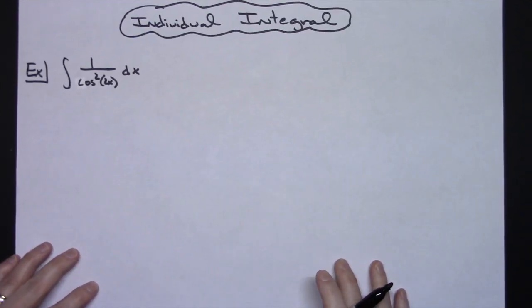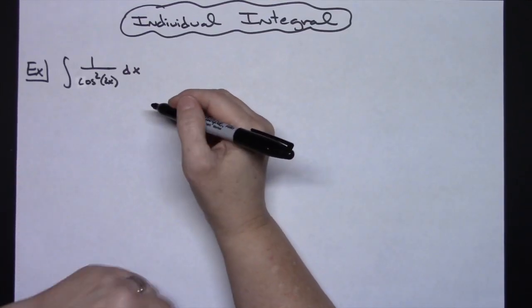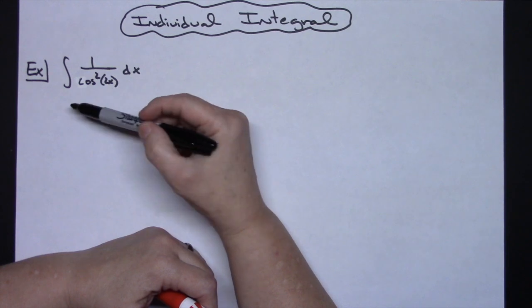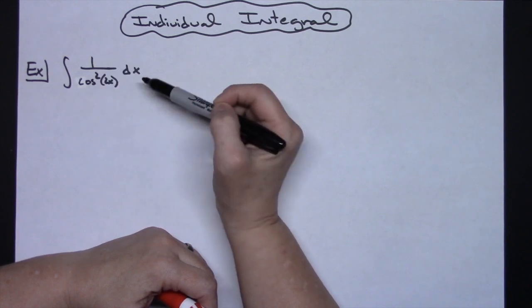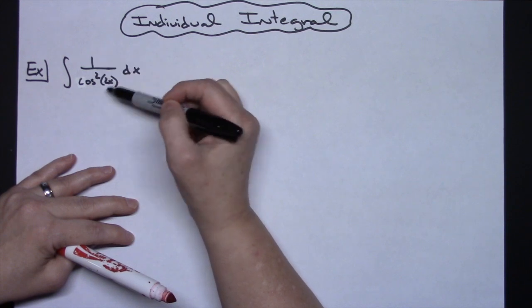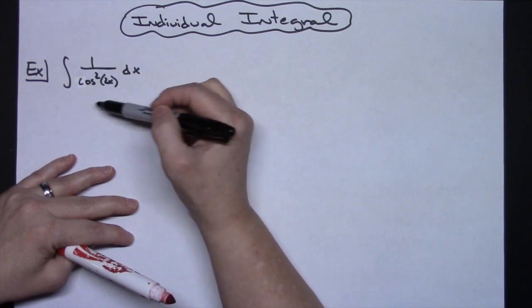In this video, we're going to be recording an individual integral. It's going to be a basic U-substitution integral that would probably be found in a common Calc 1 class. We've got the integral of 1 over cosine squared 2x dx. First off, I'm going to want to take this and do a trig substitution.